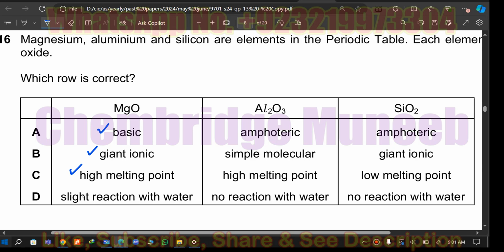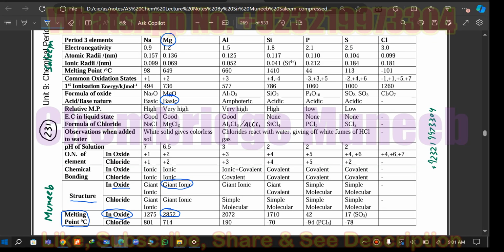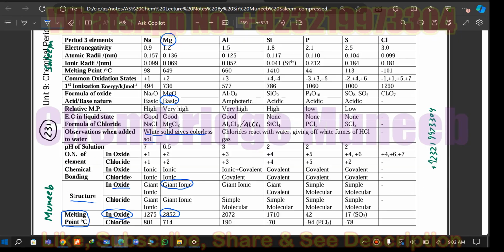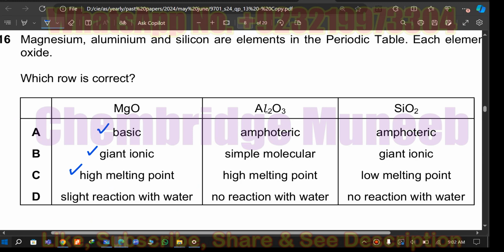Then reaction with water. The reaction with water is not given as such, because it only shows white solid gives colorless solution, so it is not the one which I need here: slight reaction or no reaction. So I will check this topic separately. For the moment I'm leaving this property. Now let's move to the next compound, aluminium oxide.